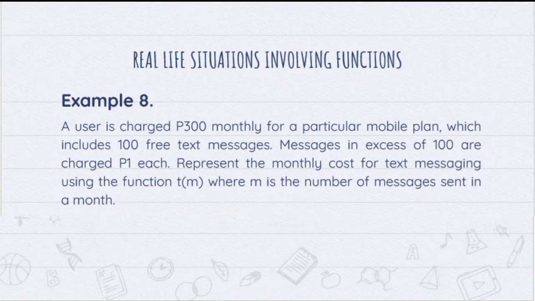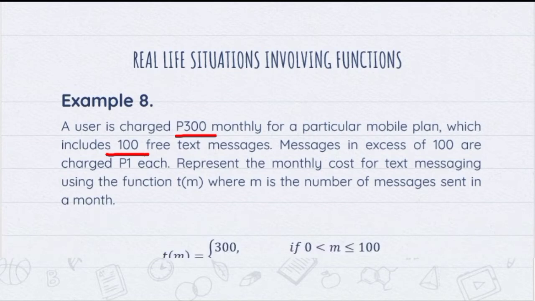Let us understand the problem sentence by sentence. Let's start with the first sentence. 300 pesos with 100 free text messages. So our first function here is T of m equals 300 for 100 messages and below. Now for our second sentence. In excess of 100, there is a charge of 1 peso each message.